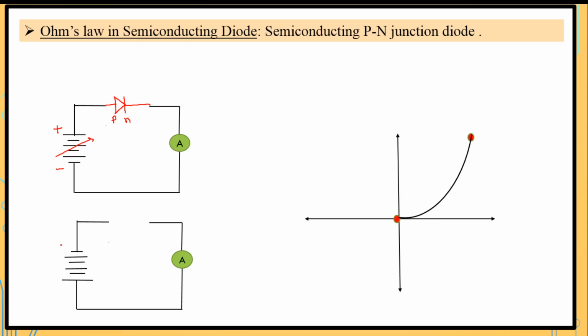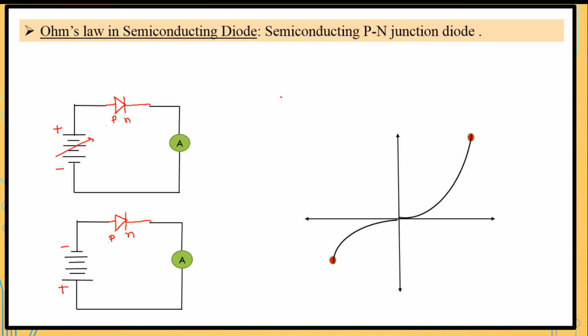Similarly in reverse bias, suppose we change the polarity. Here is the negative terminal of the battery, here is the positive terminal of the battery. We have just changed the terminals of the battery. Now this p-n junction diode is connected in reverse bias because P is connected to the negative terminal, N is connected to the positive terminal; here P is connected to positive, N is connected to negative. So this is the forward bias, this is the reverse bias. In reverse bias, the current passes in a curve manner in this way. So here also we will get different values of slope or resistance.